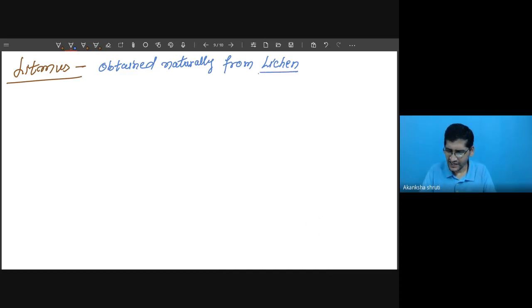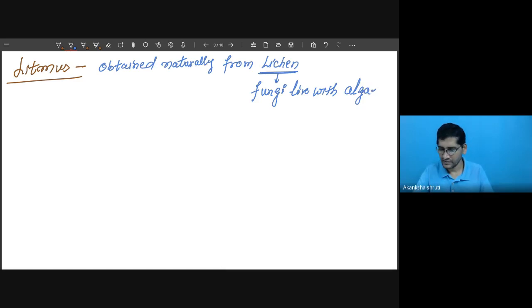So this lichen appears like a plant, but it contains two things. The algae is present with fungi. So fungi live with algae. Underline this. What is lichen?